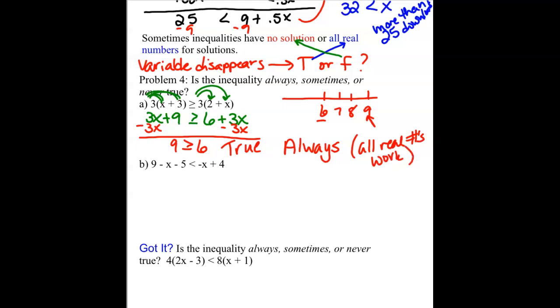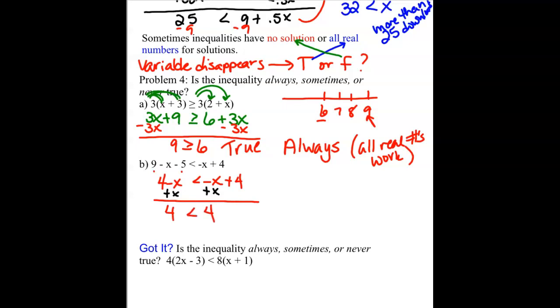All right, our second example, 9 minus x minus 5 is less than negative x, or the opposite of x, plus 4. We can clean this up a little bit. 9 minus 5 is 4. So 4 minus x is less than or equal to the opposite of x plus 4. Trying to get our x's to one side, we could add an x to both sides. And now our x's disappear again. We have 4 is less than 4.